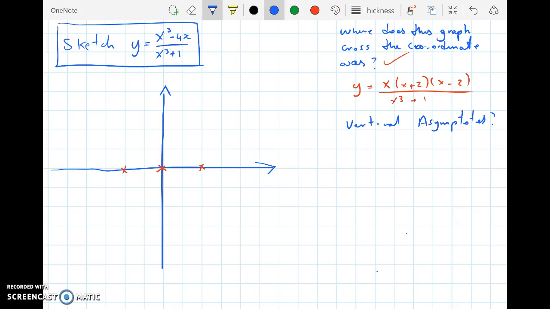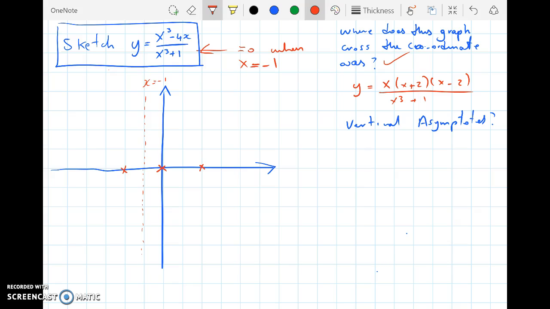Well, we can factorise the bottom. Not really necessary here. We can see that the denominator is equal to 0 when x equals minus 1. So we're going to have an asymptote at minus 1 here. A vertical asymptote at minus 1.